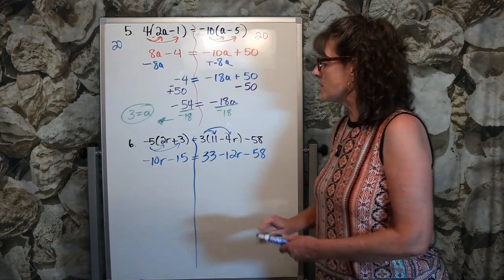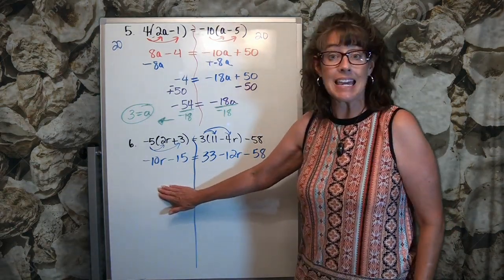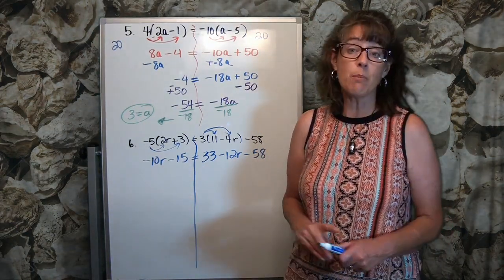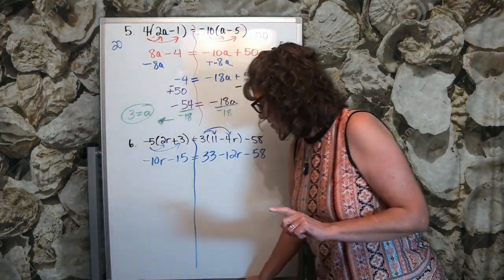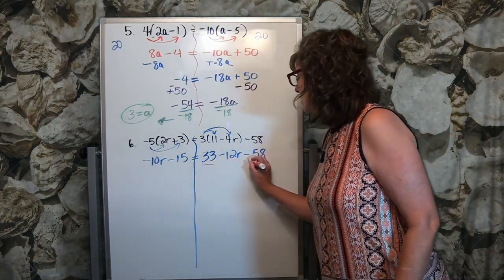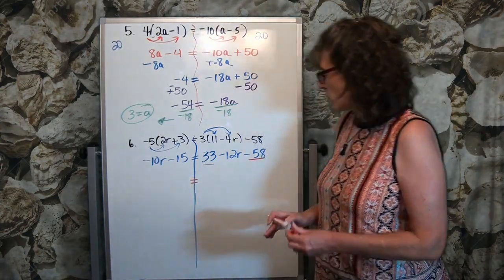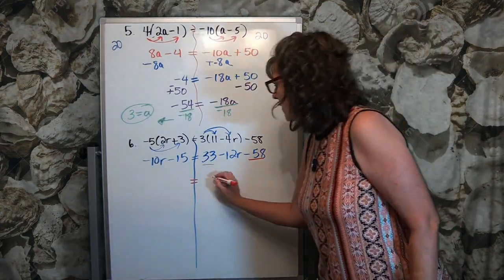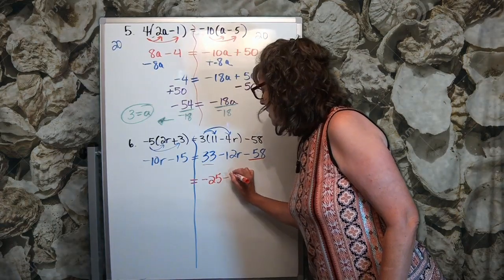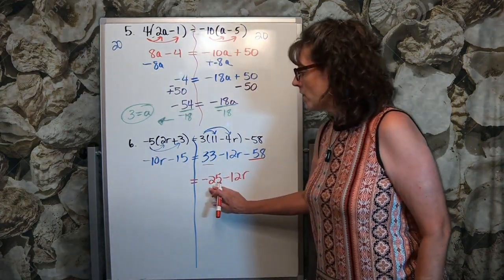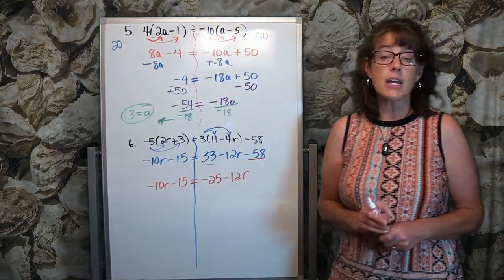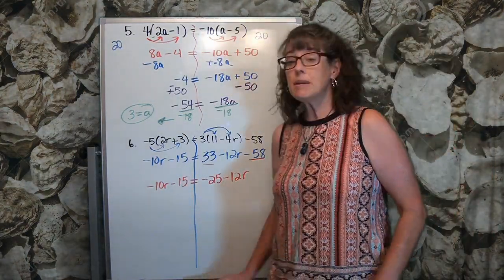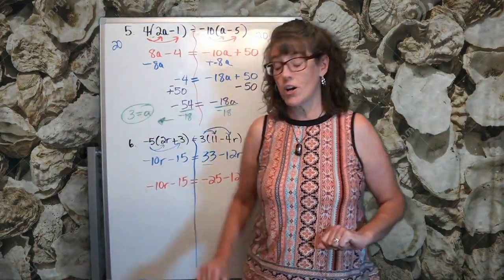And now what we're going to do is simplify this side, but I can't because I've got variable constant. I can't put those together. I'm going to simplify this side. Oh, I can this time, because a 33 minus a 58 is going to be a negative 25. So I now have variable constant, I cannot simplify either side anymore, so it is time now to separate variables and constants.